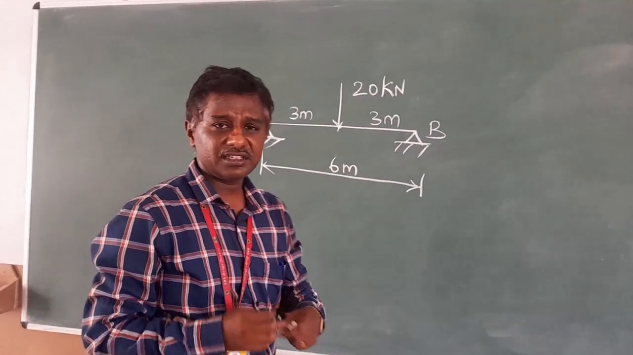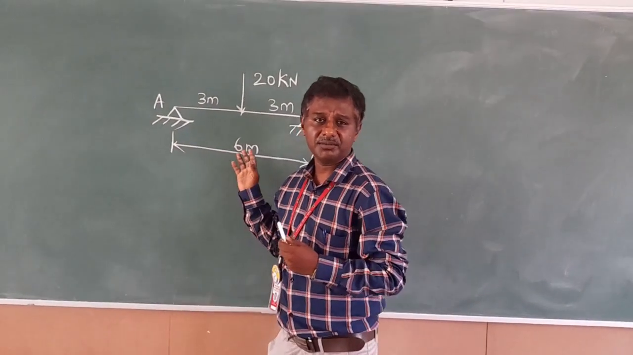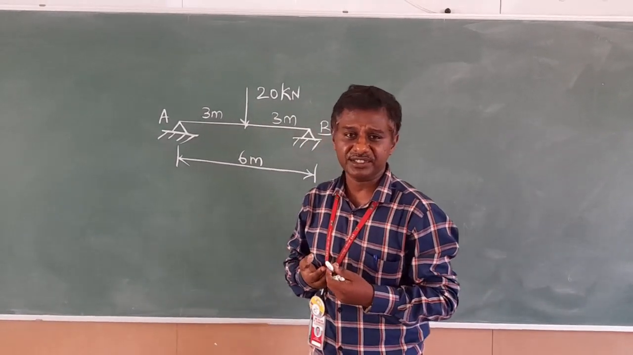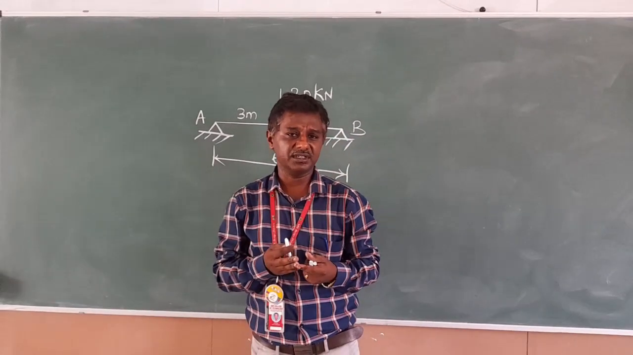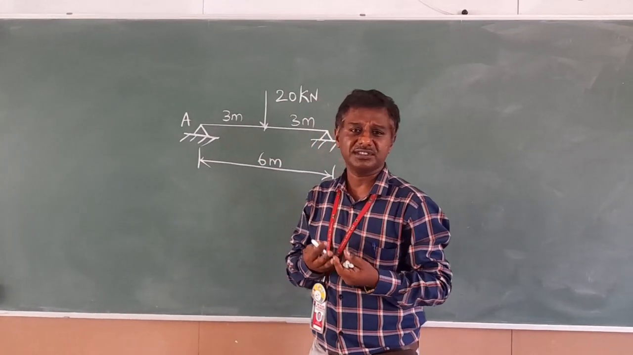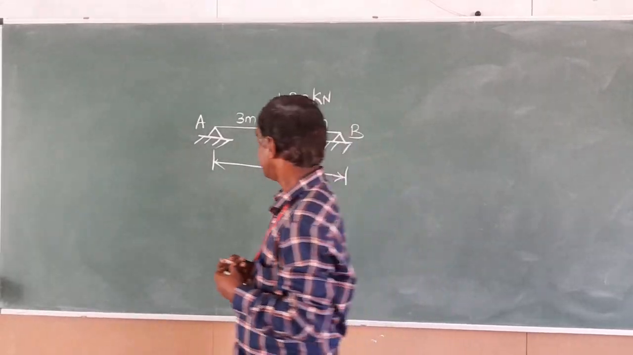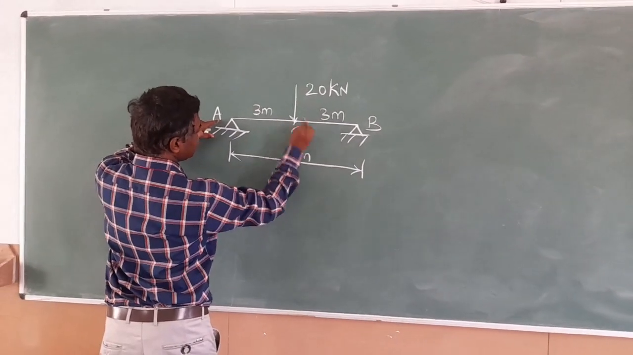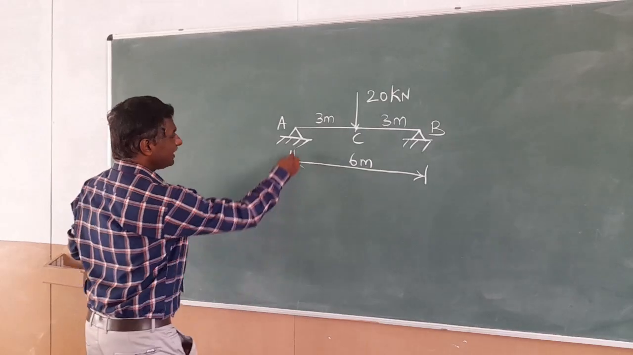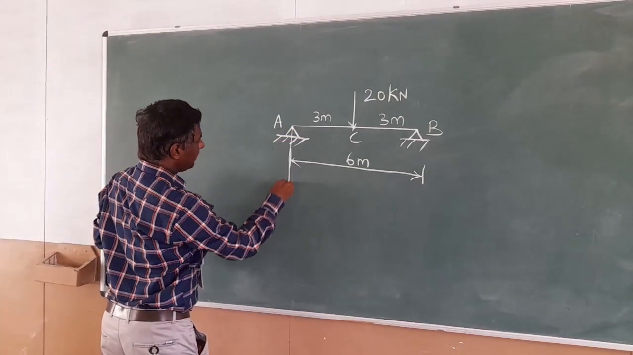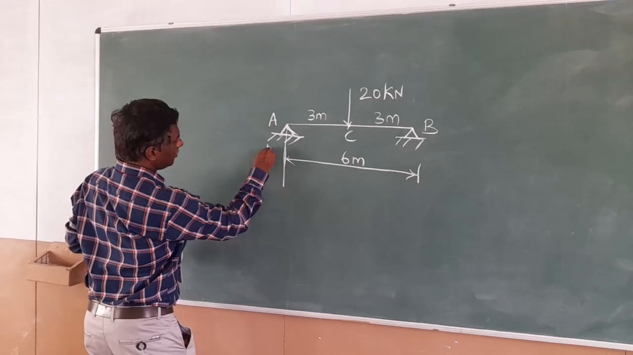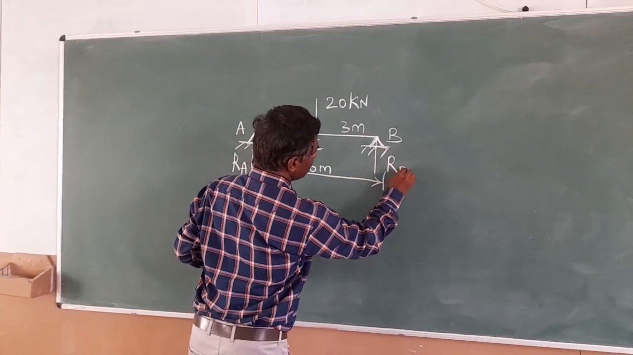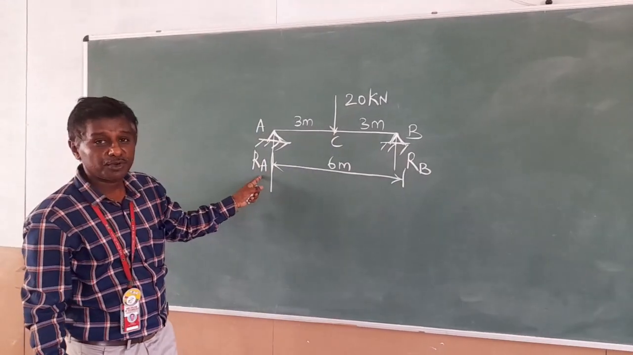Now, to solve this problem, we need to find the support reactions first, then the shear forces at each and every point, and the bending moment at each and every point. With these values we have to draw the shear force and bending moment diagrams. Let's have the points A, B, and where the point load is acting is taken as C. Since it is a hinge support, we have a support reaction here. The support reaction at A is RA, and at point B it is RB. So the first thing is to find the support reactions.